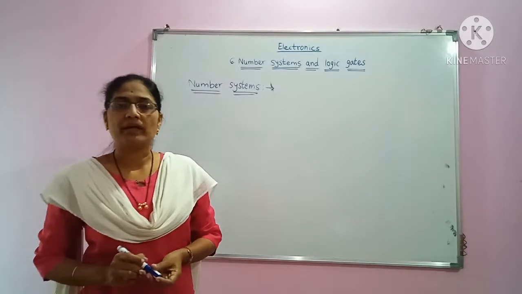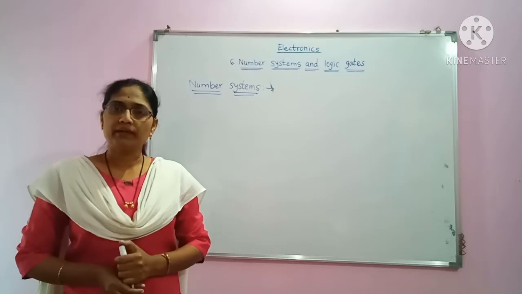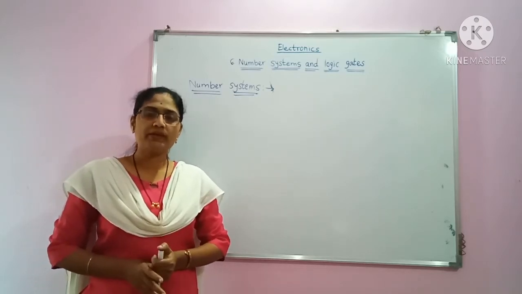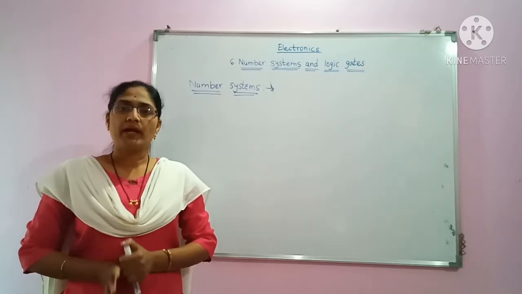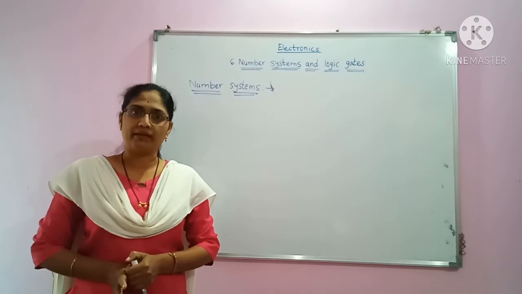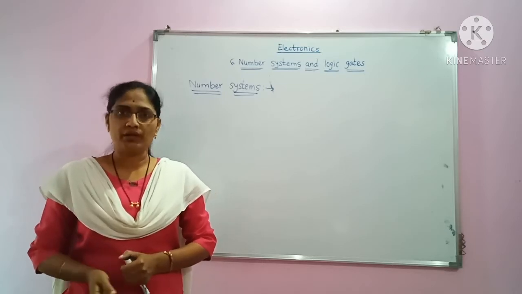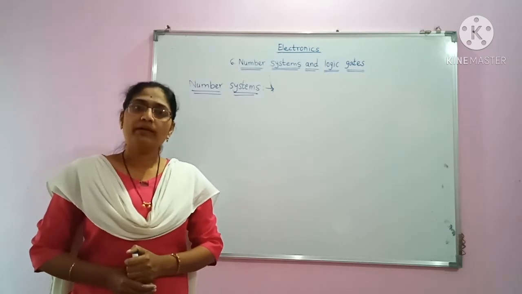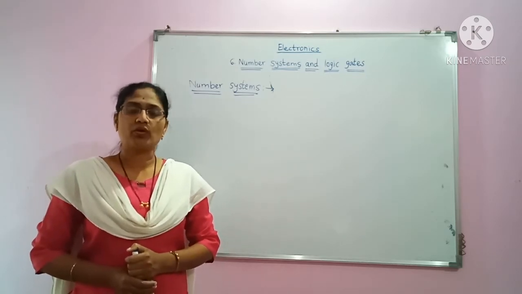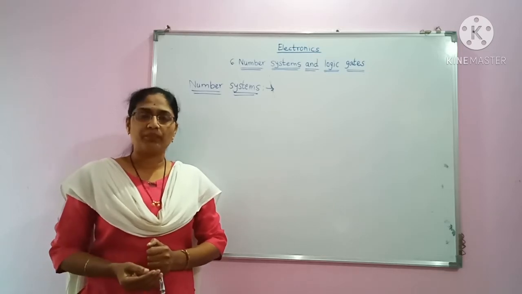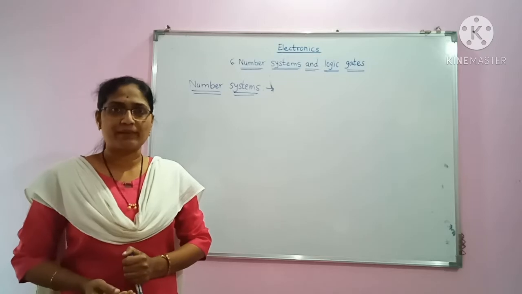When we consider electronics, we are dealing with two types of electronics, that is analog electronics and digital electronics. In case of analog electronics, we are dealing with entities which are changing continuously. But in case of digital systems, we are dealing with entities or systems which are changing discretely, means they are changing in steps.